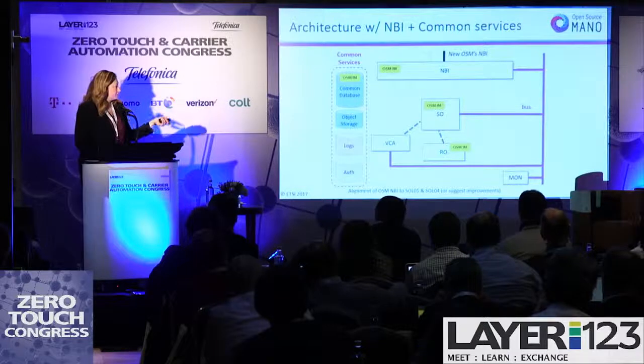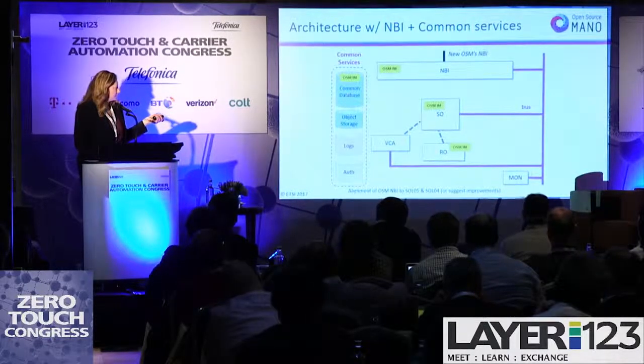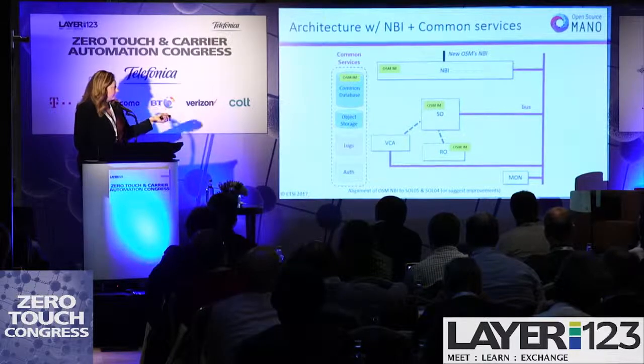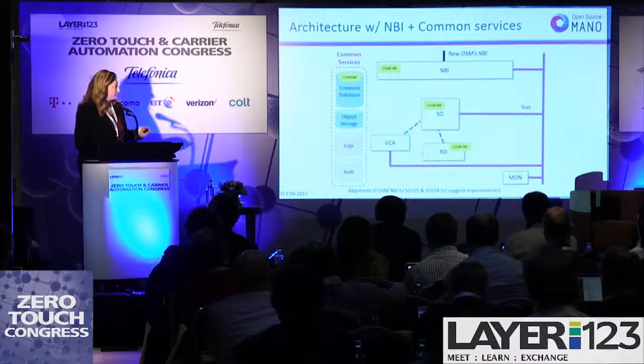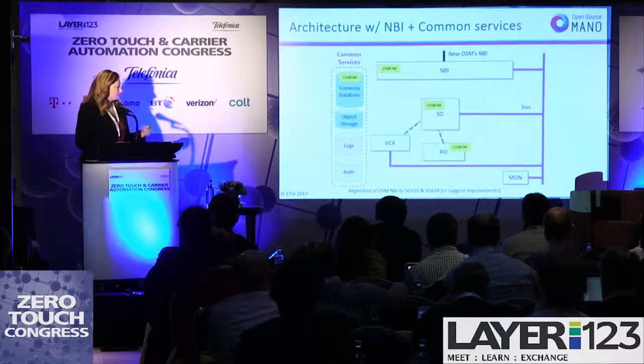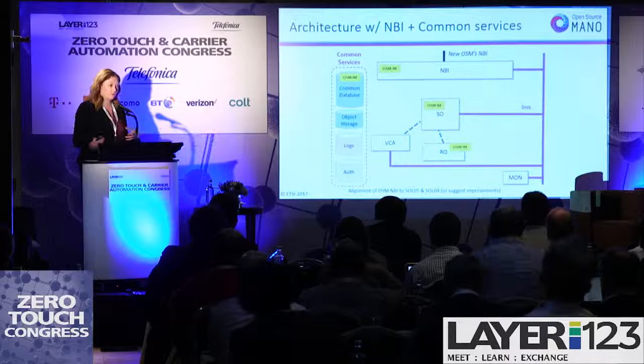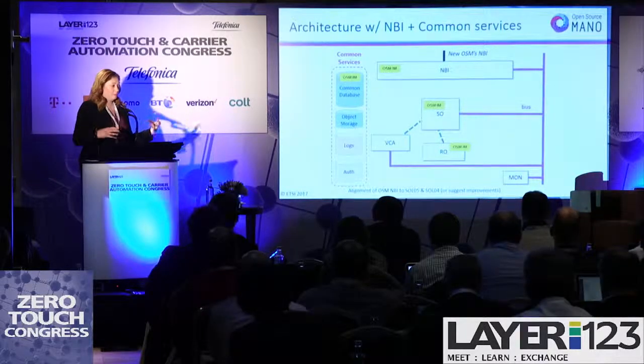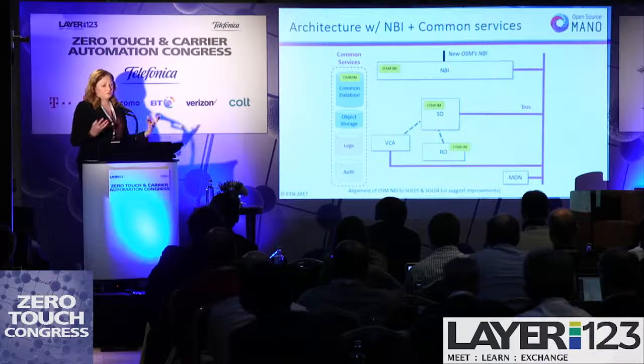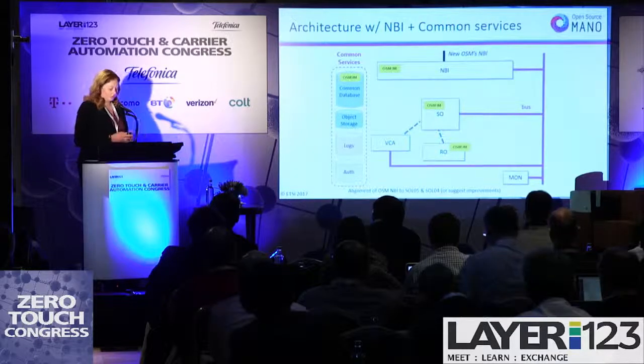And it uses a very simple architecture where messages use a common bus, messages use a common database, and the information model uses a common database so that we are able to achieve this northbound API that under the covers touches all the various components like the SO and the RO and the VCA, but northbound to the user, it's abstracted as one unified API interface.